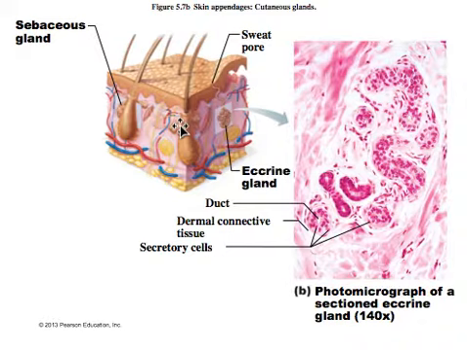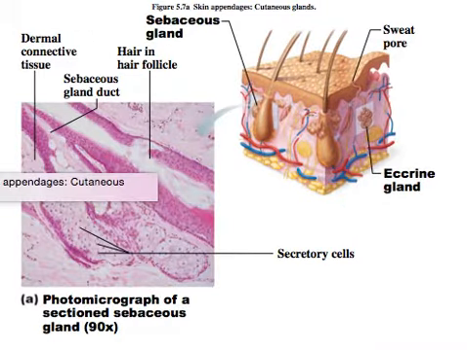There are two other types of sudoriferous glands. The ceruminous glands release earwax within your ear canal, and the mammary glands secrete milk at certain times of life, especially in women. So there are actually 4 different types of sudoriferous glands, but only 2 that we concentrated on, the eccrine glands and the apocrine glands. And then just keep in mind that the ceruminous glands and the mammary glands are also types of sudoriferous glands.